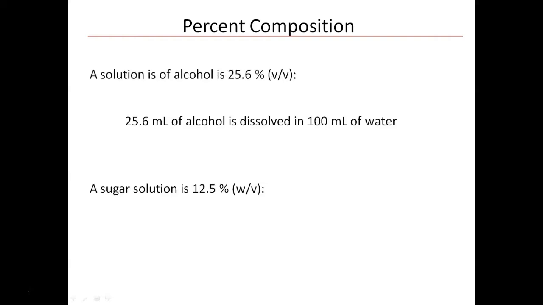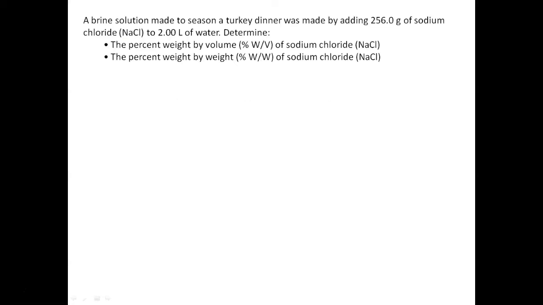So if I had a solution of alcohol that's 25.6% alcohol, then there's 25.6 milliliters of alcohol dissolved in 100 milliliters of water. Likewise, if I have a sugar solution that's 12.5% weight per volume, then it's 12.5 grams of sugar dissolved in 100 milliliters of water.